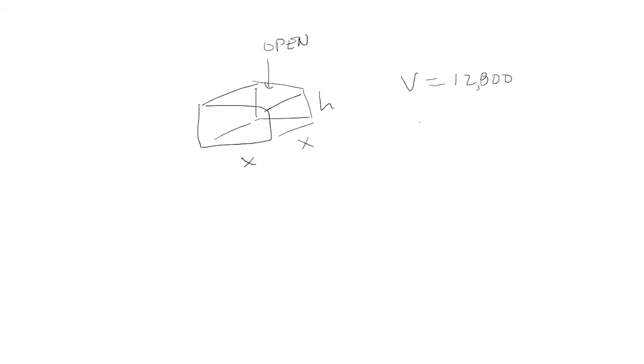And the material for the base costs $4 per square foot. And for the sides, costs $10 per square foot. Find the dimensions of the tank that minimize the cost of the materials for the tank. Okay, so we need to come up with an equation for the volume, since we have the volume as 12,800. So that's the length times the width times the height.